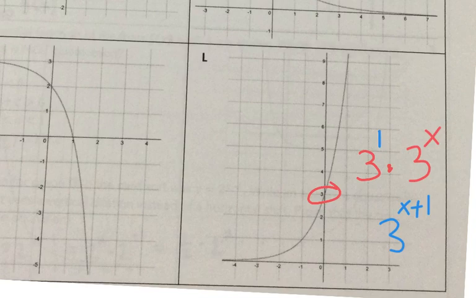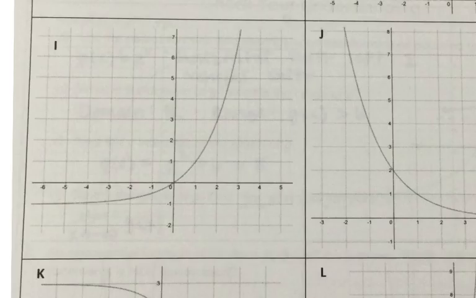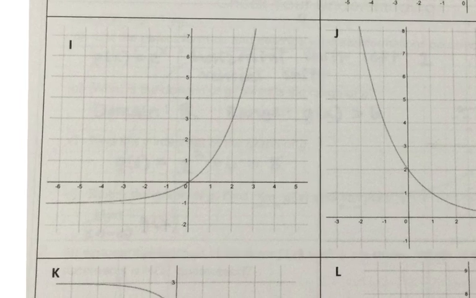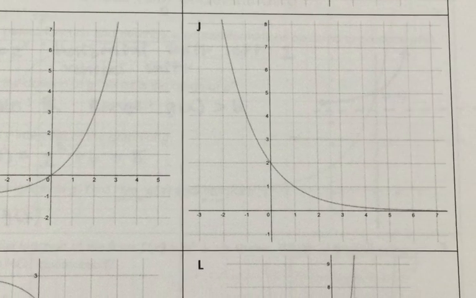Yeah. Breakfast. If I look at I, first thing I notice, horizontal asymptote's been shifted. So I know it's going to have a minus 1. J, there is no horizontal asymptote shift. So the next thing I'm looking for is the y-intercept. So y-intercept is 2 times.